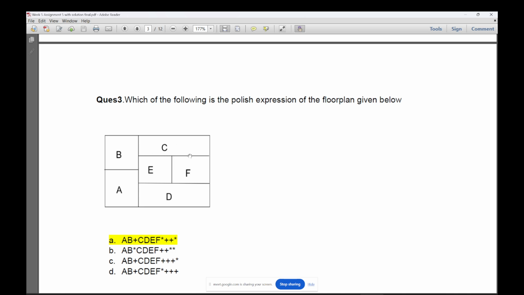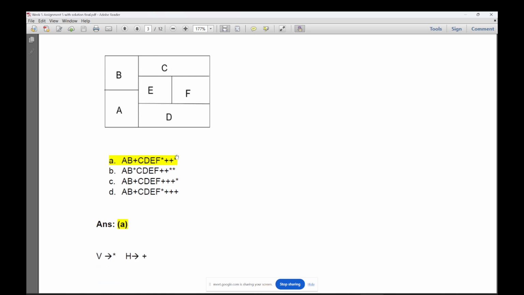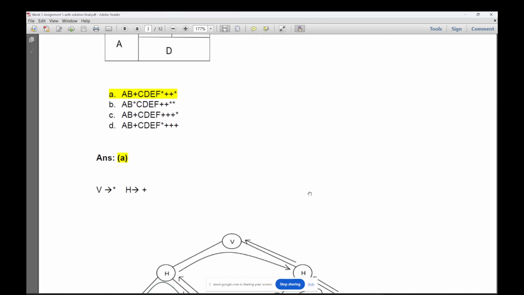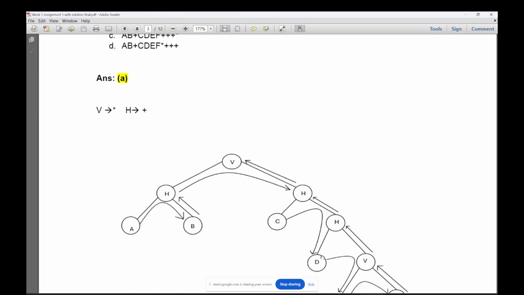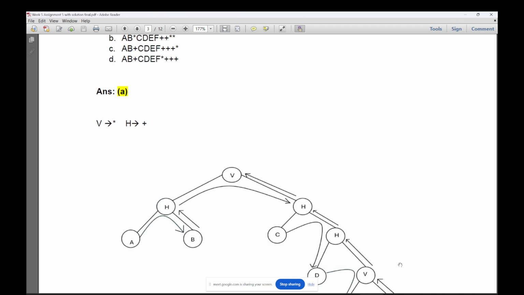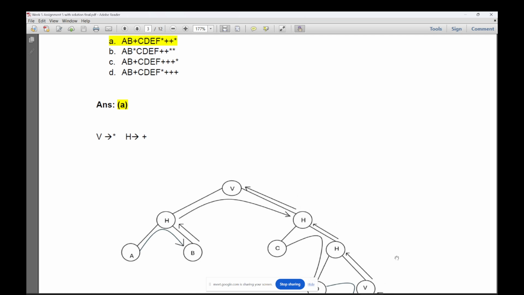I'll look into it and reply to you. Okay, thank you, sir. I guess then if you do like this, then B is also in the right. So the tree will look slightly different here. Exactly, sir. Okay, I'll look into it and reply. Okay. Thank you, sir.